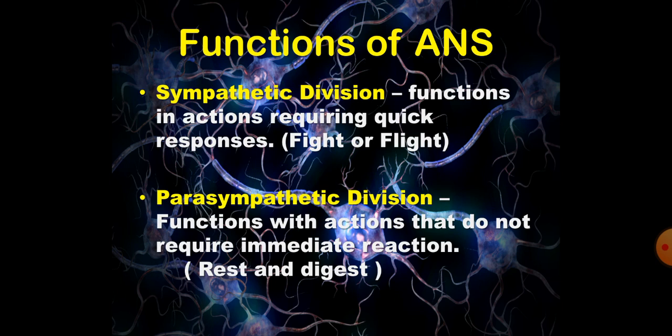So, the functions of the ANS. As mentioned earlier, there are two divisions. The sympathetic division functions in actions requiring quick responses, or fight or flight. Meanwhile, the parasympathetic division functions with actions that do not require immediate reaction.